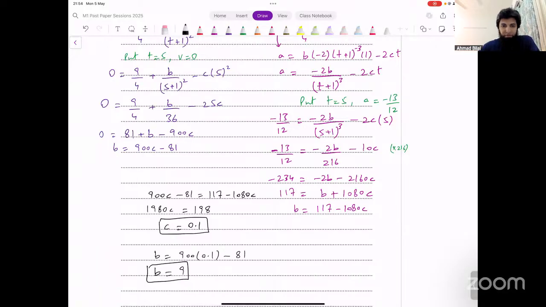Any problems with this? Is this all right? Yes.